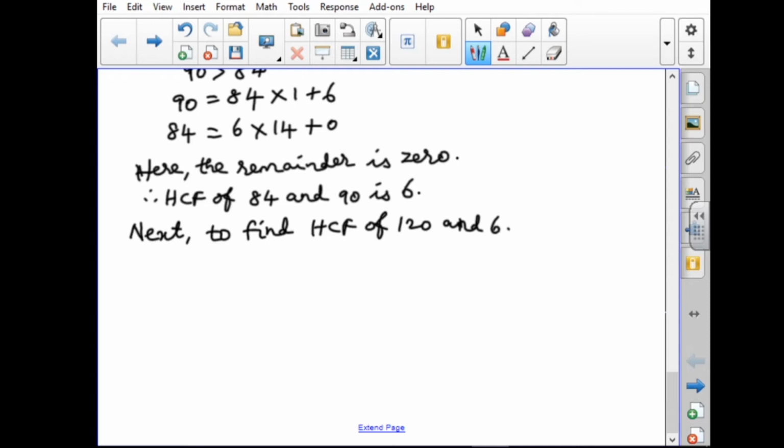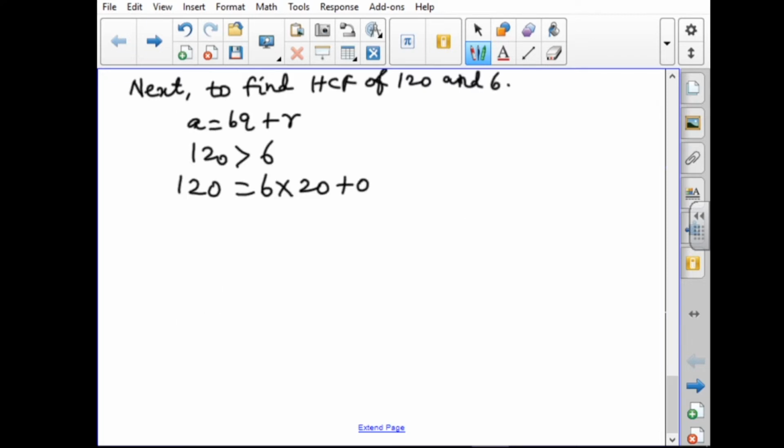The same method, using Euclid's division lemma, A equal to BQ plus R. Here which is the greater number? 120 is greater than 6. So this is A, this is B. So 120 equal to 6 into 20 times. So the remainder will be 0. In the first step itself we get the remainder 0. So the 6 will be the divisor here. So HCF is 6. Here the remainder is 0.